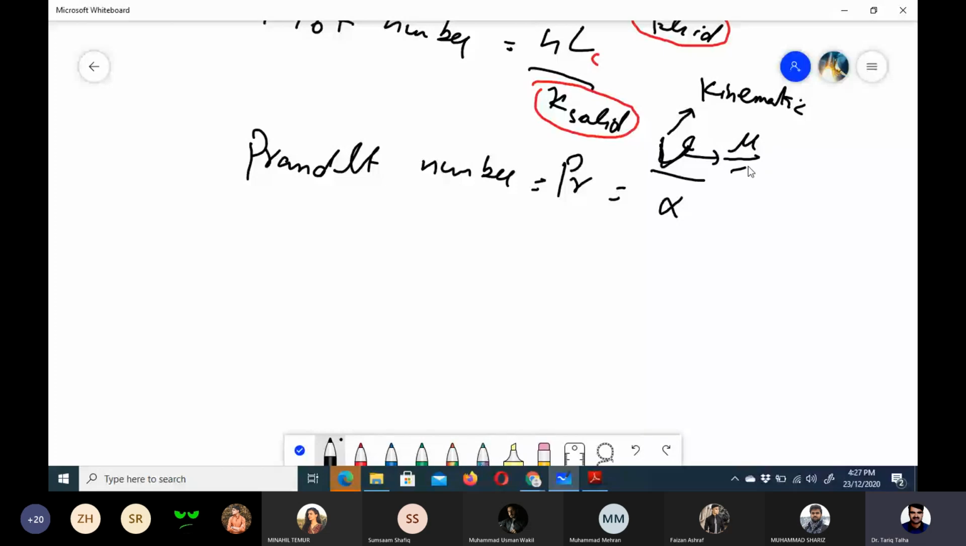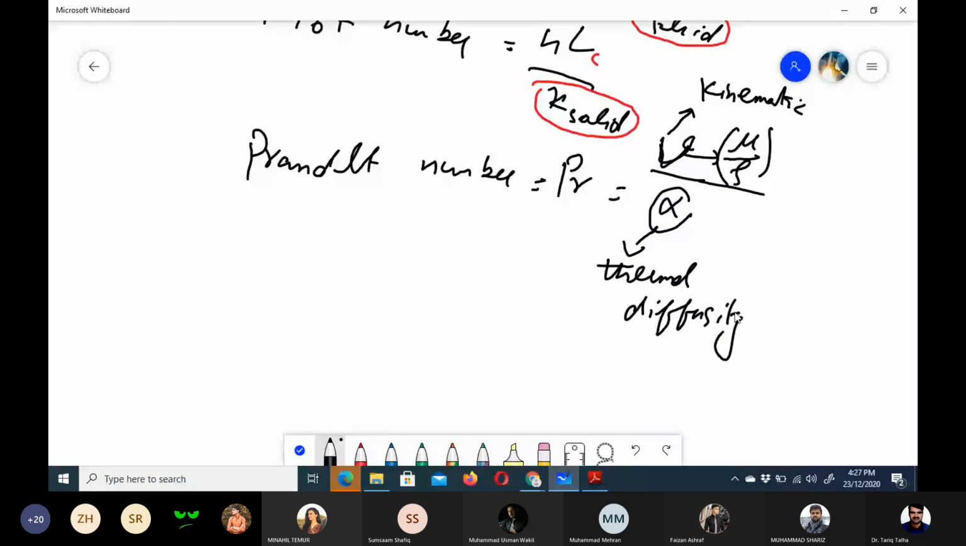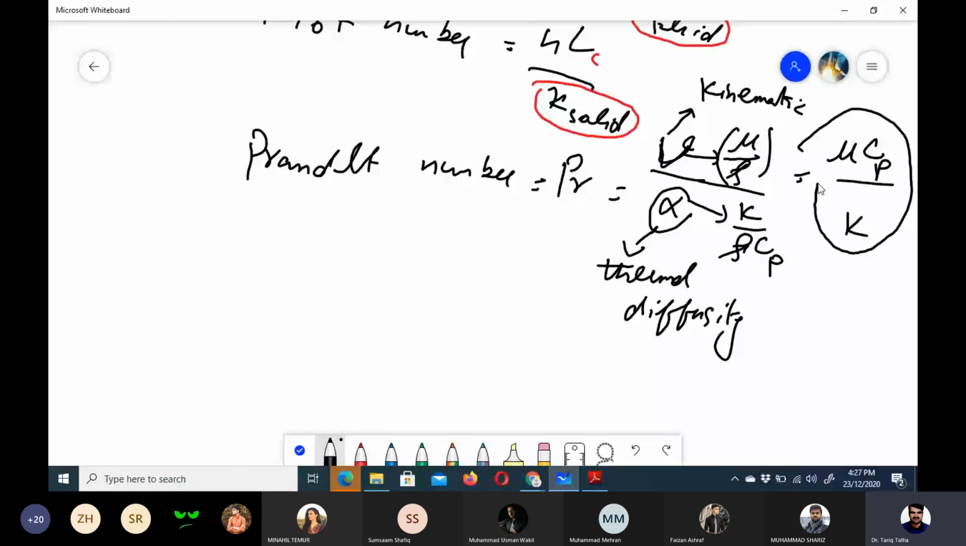Okay, I hope that you know this. And what is this α? This is thermal diffusivity, and its value is k upon ρ Cp. So if we simplify, ρ would cancel out with ρ, and then we are left with μ Cp upon k. Okay, so this is the formula for this.